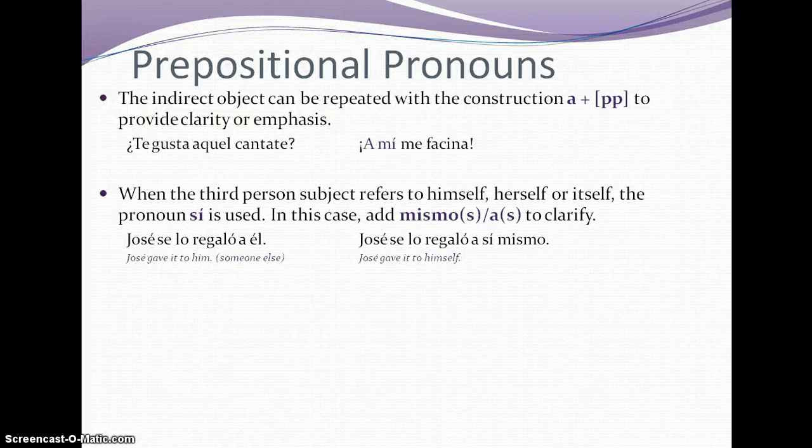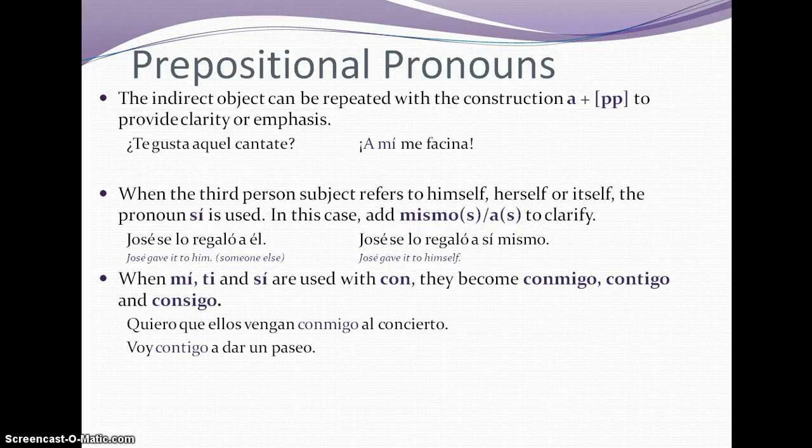We need to notice that if the third person subject is talking about themselves, so himself, herself, or itself, then we have to use the pronoun sí. And then when we do this, we usually will add mismo, misma, mismos, mismas, in order to clarify who we're talking about. So the difference between the two sentences will hopefully help you get some clarity onto this idea. José se lo regaló a él. José se lo regaló a sí mismo.